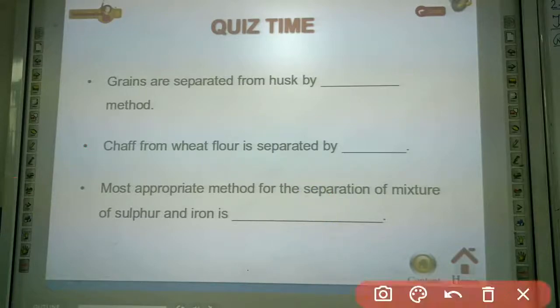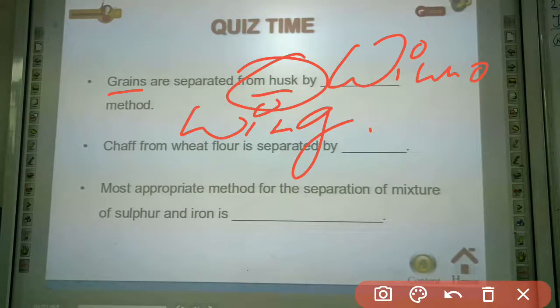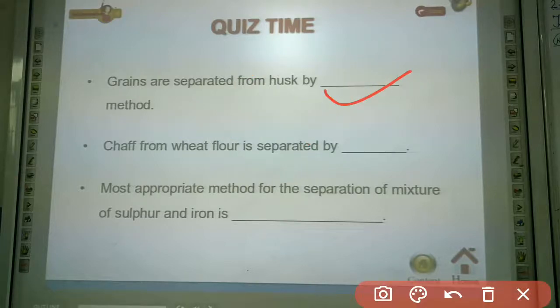So in the first one, you have to separate the grains from husk. Husk is the unwanted material which we do not want in our food item. So in this one, the method used will be winnowing. Since the weight of the husk is very light, it can easily be taken away by the wind. That's why we are going to use the winnowing method here.